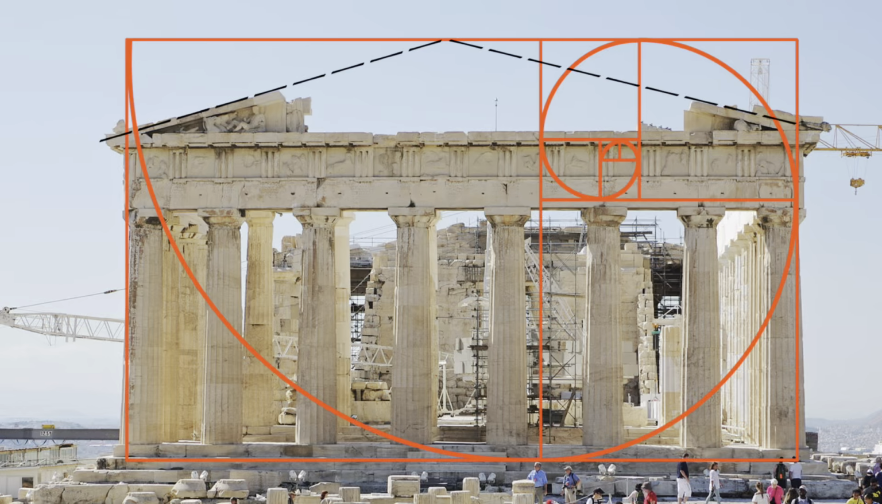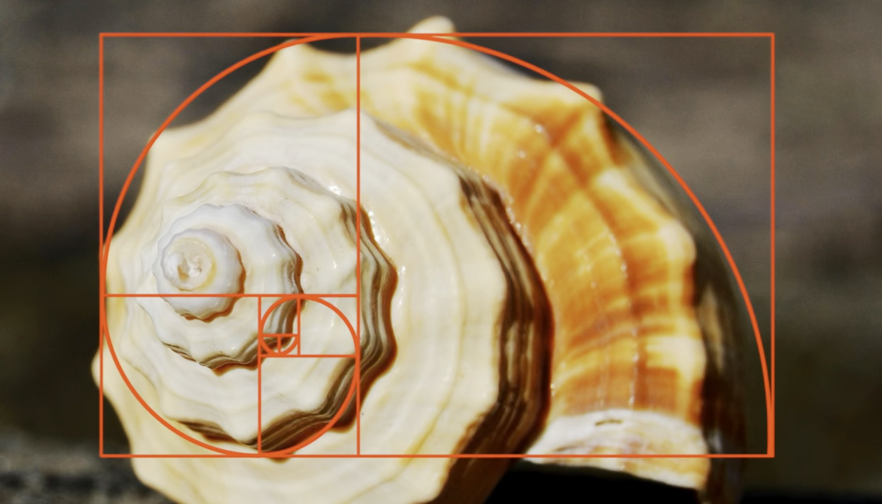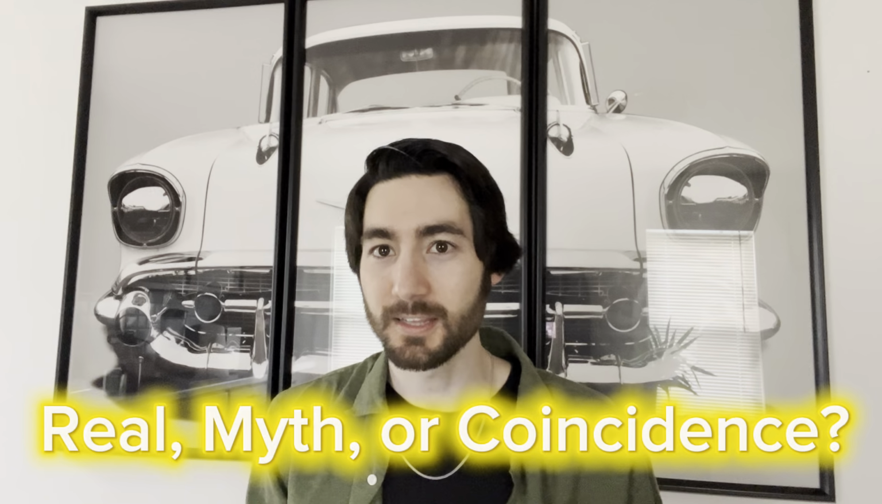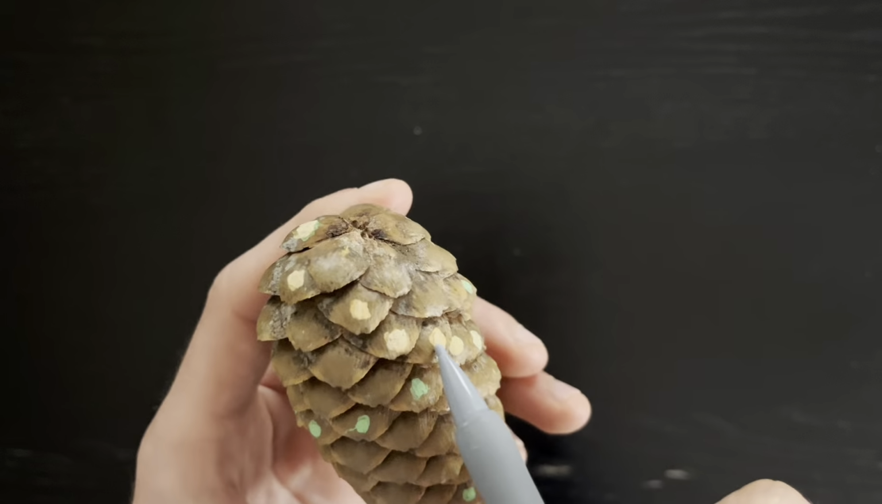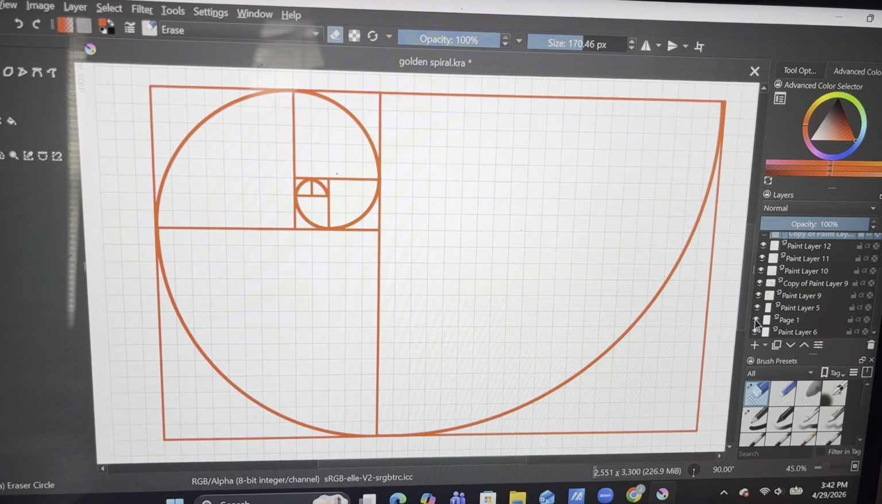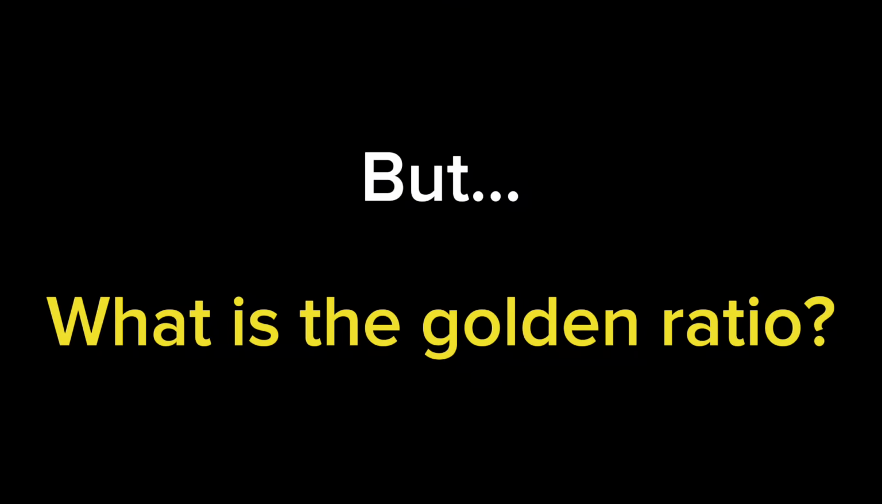People say the golden ratio is hidden everywhere. In the Mona Lisa, the Parthenon, even nature itself. But is that actually true, or are we just really good at seeing patterns? So I tested the golden ratio to see if it is truly worth the hype. Let's find out. Alright, but what is it?